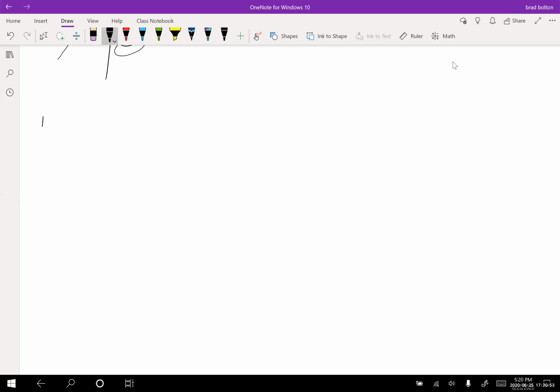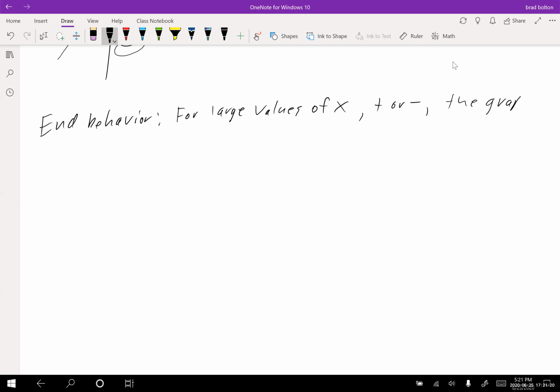Then we have end behavior. For large values of x, plus or minus, the graph of the polynomial will resemble the graph of its power function.